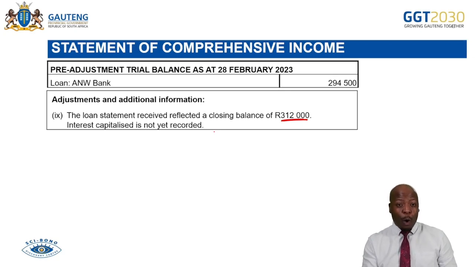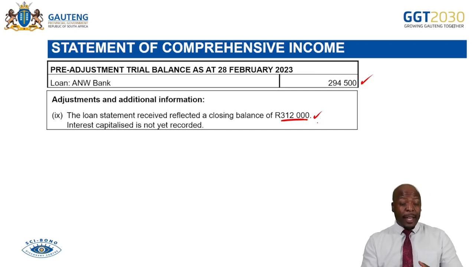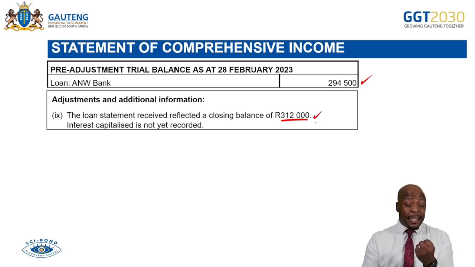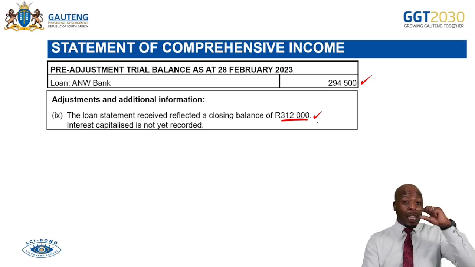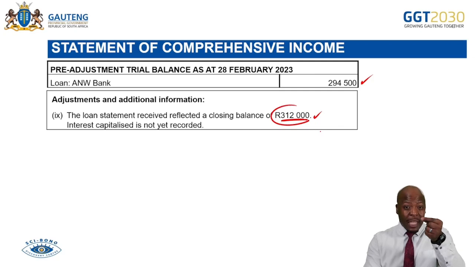We have the loan amount according to our business records, which is 294,500. But according to the statement that we've received from the bank, it is now telling us it is 312,000. We know that the bank charges us interest on the loan that we have borrowed from them, and that interest is being capitalized. In other words, it's being added to the principal loan amount. So when they send us a statement, they show us the loan that we're owing together with the interest that has been added in. So this 312,000 includes the loan together with the interest.